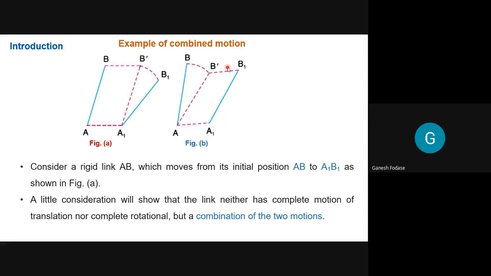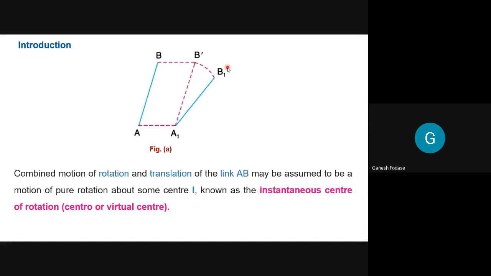When this kind of motion is there, we can assume that this body has pure rotational motion about some point. Whenever a body is moving from one position to another, it may be a combination of translation and rotation, but in general we consider it as pure rotation, about some center of rotation. So when the body is moving from AB to A1 B1, I can say that the body has pure rotational motion about one point. Remember, this point is an imaginary point. The point about which we assume that this body is having pure rotation is called the instantaneous center of rotation.